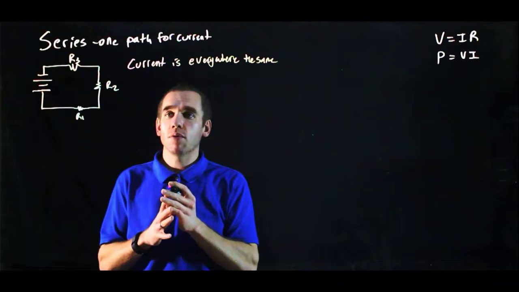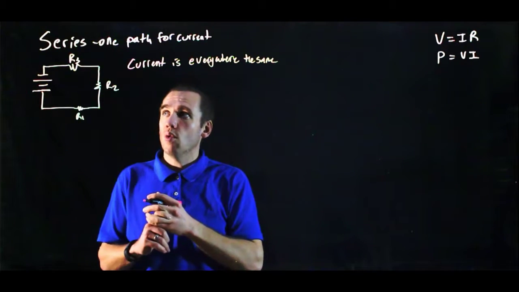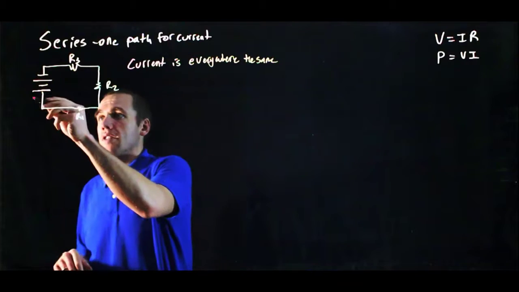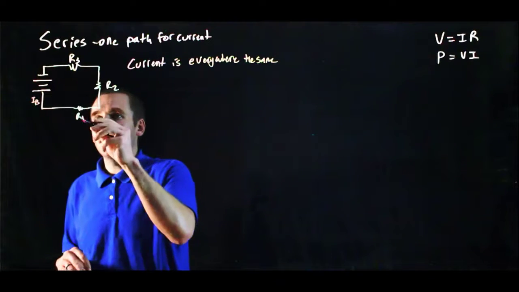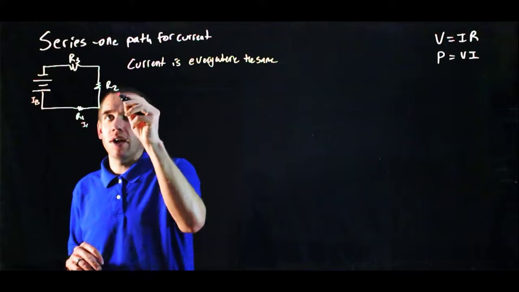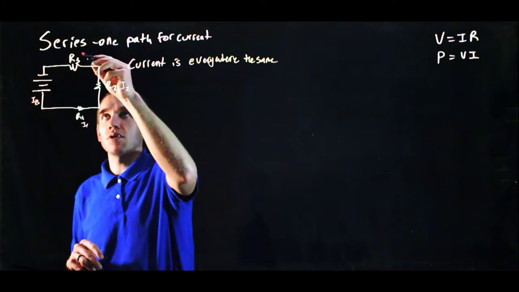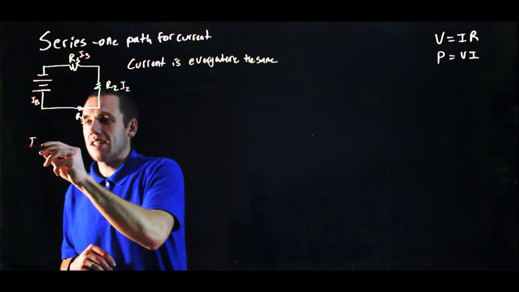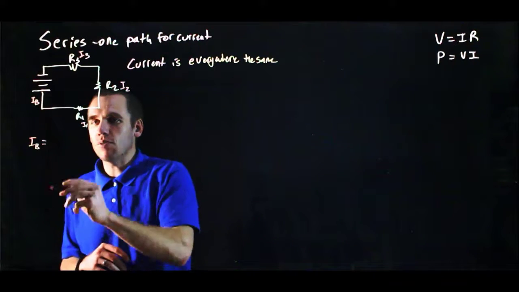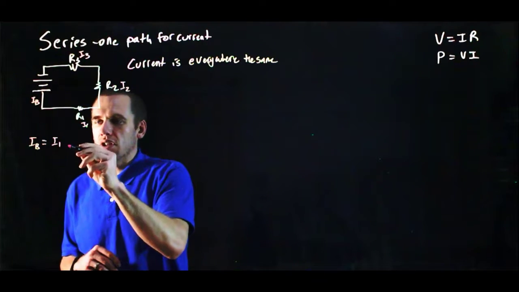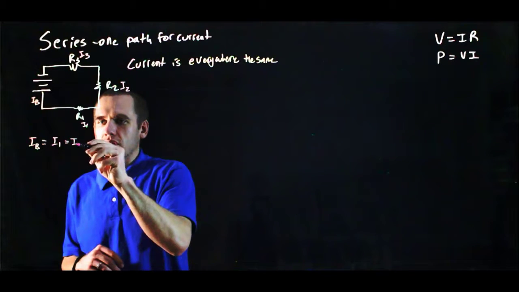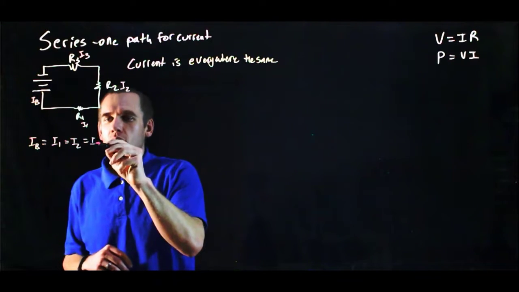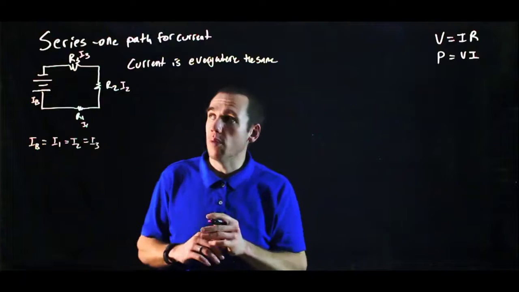Now, if current is everywhere the same, whatever current leaves the battery is the same as the current that flows through resistor 1, is the same as the current that flows through resistor 2, is the same as the current that flows through resistor 3. What we can say is the current leaving the battery equals the current in resistor 1 equals the current in resistor 2 equals the current in resistor 3. So all of those are equal.